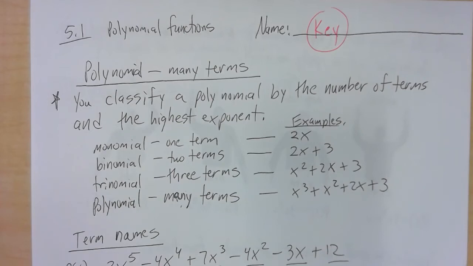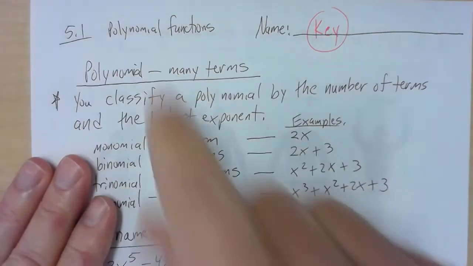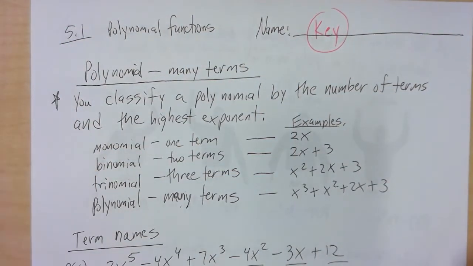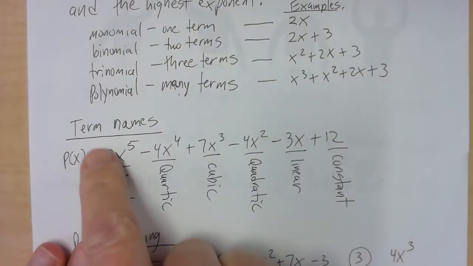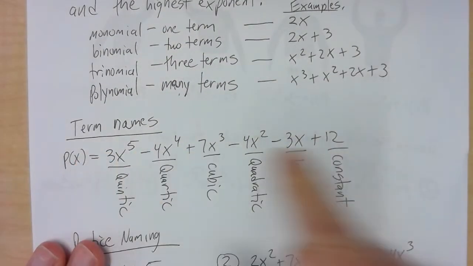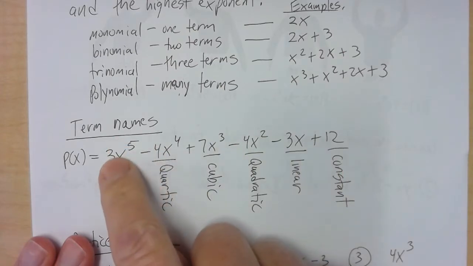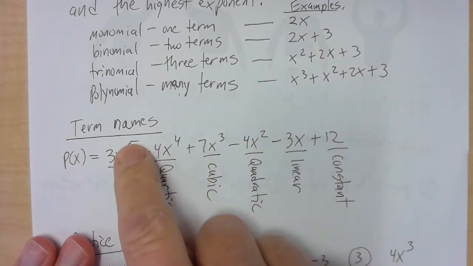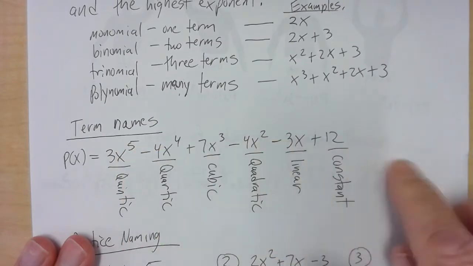All right, welcome to worksheet 5.1. This is the first section out of chapter 5, polynomial functions. So what makes a polynomial function? A polynomial function has a whole bunch of terms, and we'll go over all the names of them in a second. So it's just whole numbers for exponents. The exponents cannot be negative numbers, the exponents cannot be fractions or decimals or anything like that.